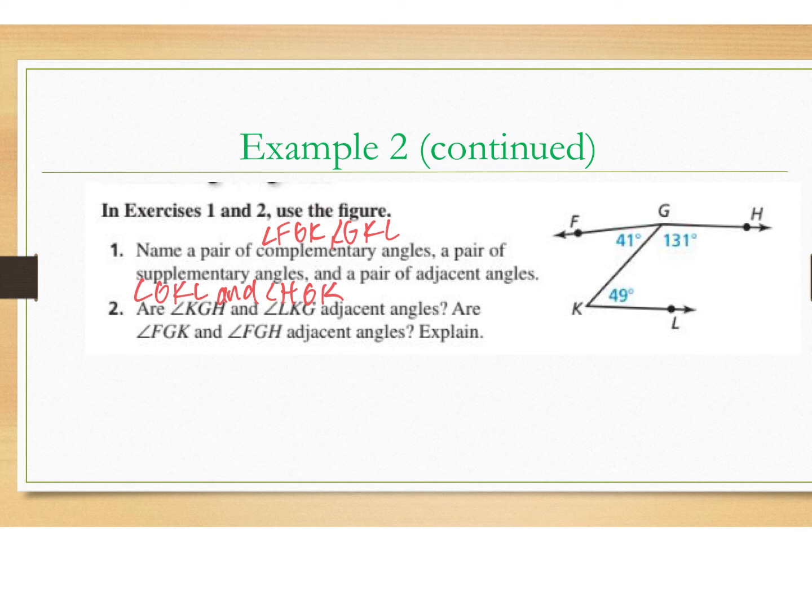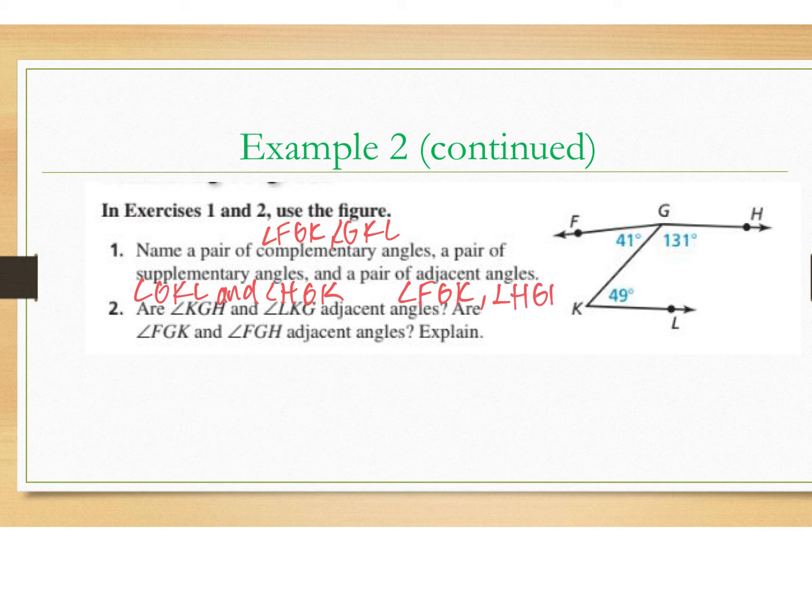All right. And then what are the pair of adjacent angles? John, give it to me. I think it's FGH and G, K, and L. Nope. Cody? FGH and then KGF. No. Oh, I got it. Yep. FGK and HGK. Very good. Angle F, G, K, and angle H, G, K.